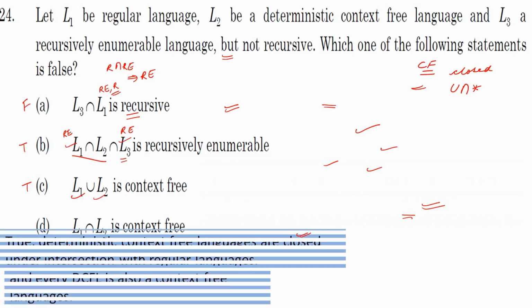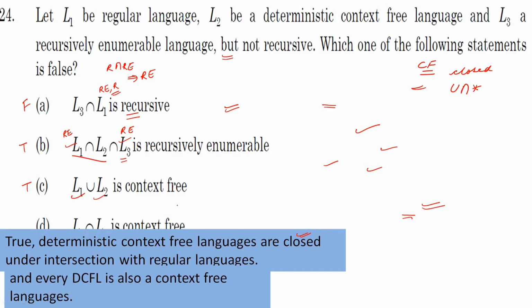Okay, the next is also true because deterministic context-free languages are closed under union, intersection and Kleene star with regular languages, and every DCFL is also a context-free language. So L1 is context free because it is regular, and L2 is deterministic context free, so it is context free, and context-free languages are closed under union, intersection and Kleene star. You have to remember this. So this is also true.